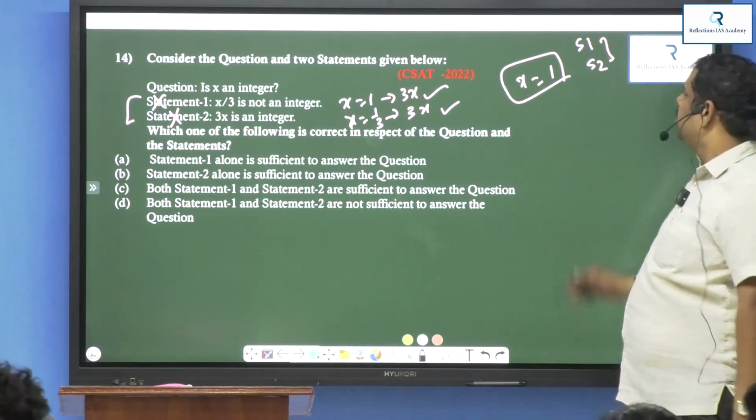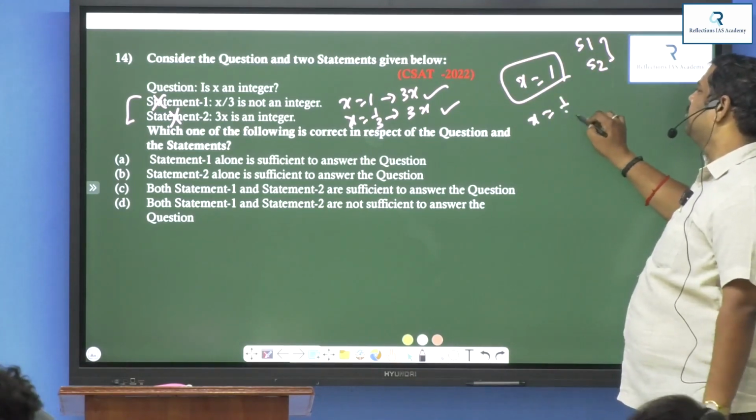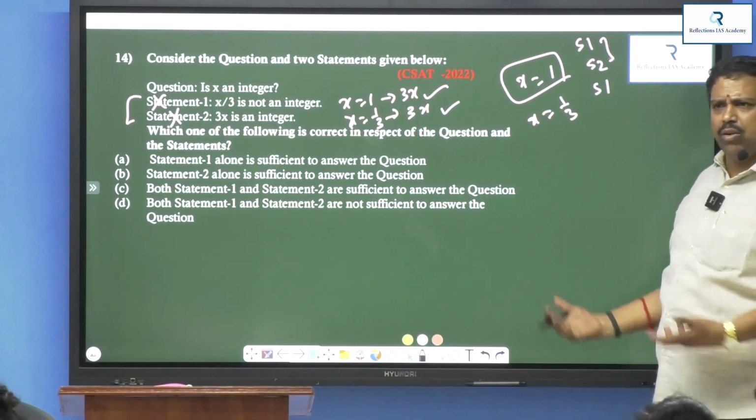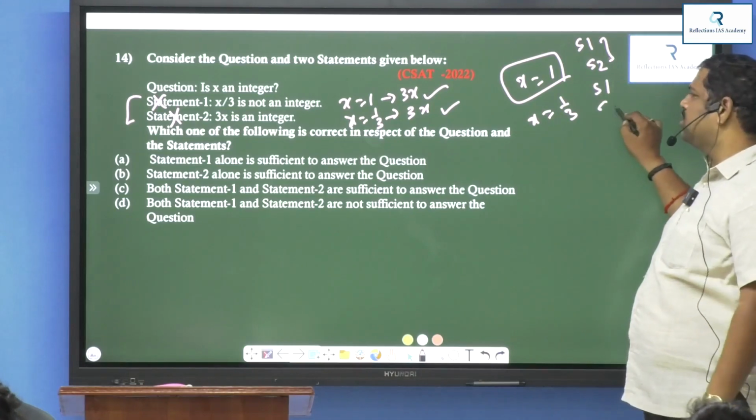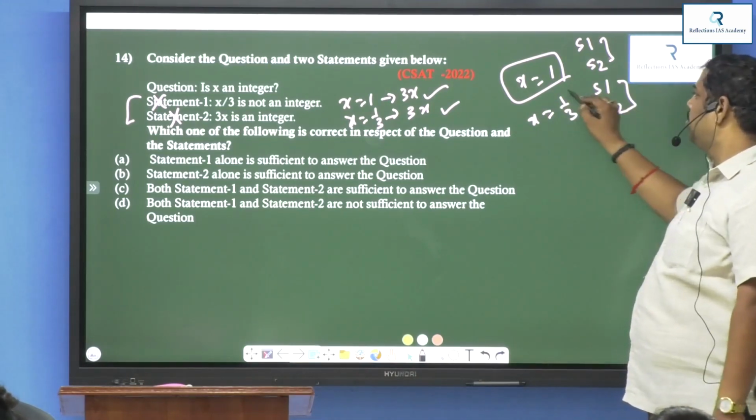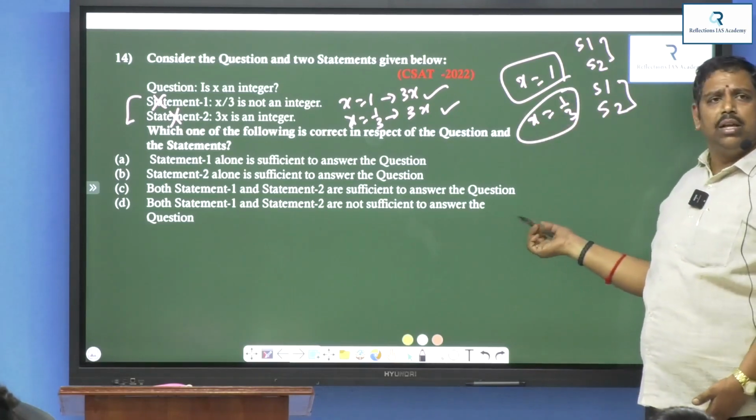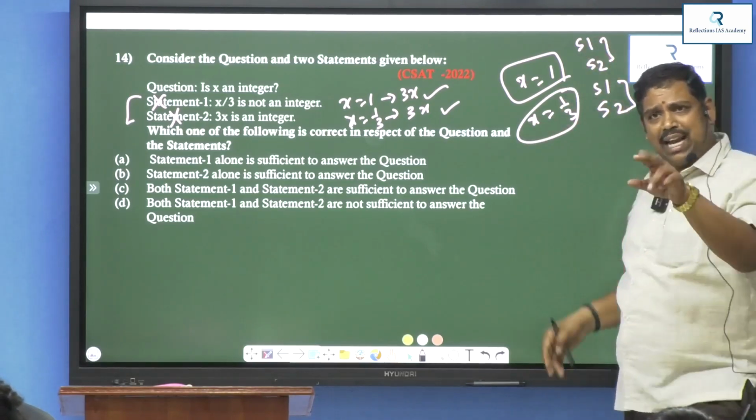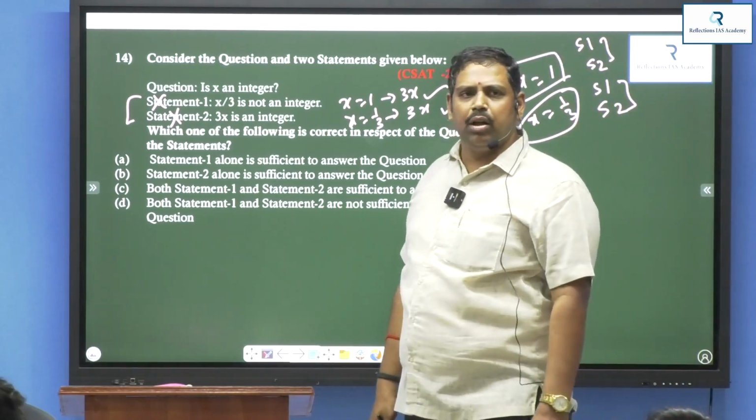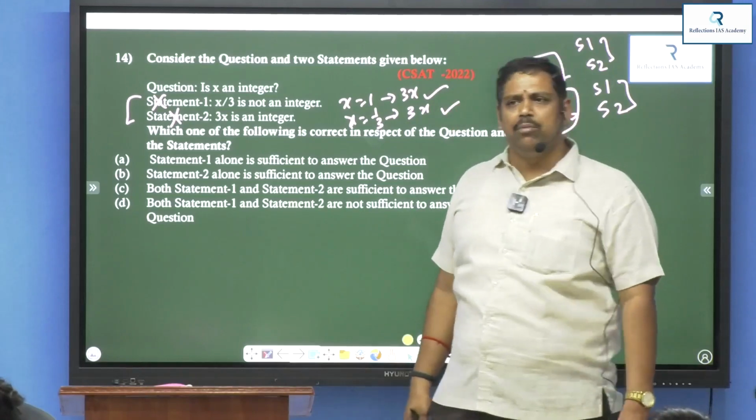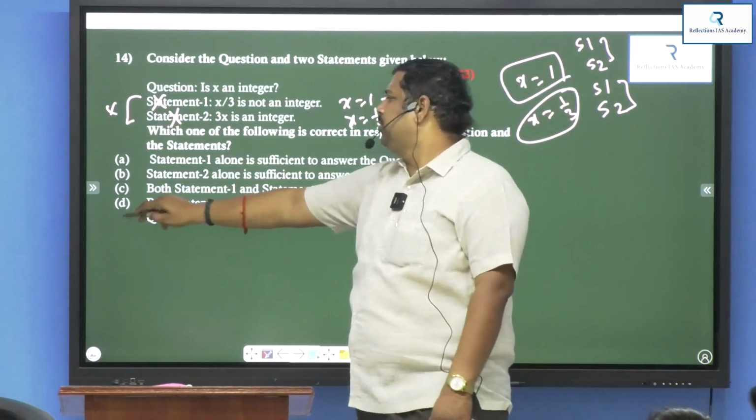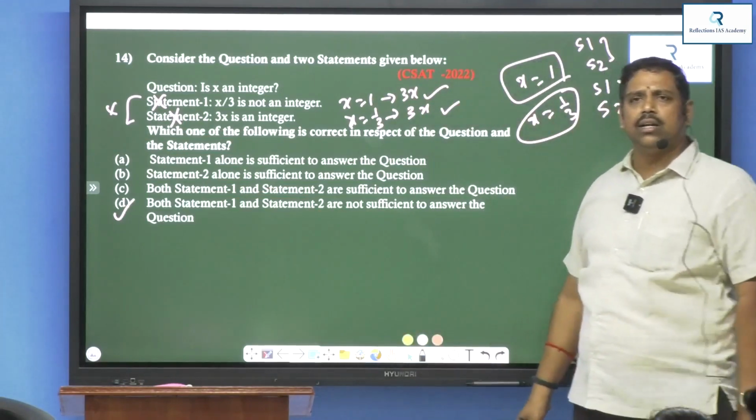Sir, X is equal to 1 by 3 I am taking. What does S1 say? X by 3 is not an integer. Yes or no? S2 says that 3x is an integer. Yes or no? It also satisfies both, sir. But X is not an integer, sir. If both are satisfied, X can be an integer, and X can also not be an integer. Now tell me, both together are able to decide or unable to decide? Both together also unable. So the answer is D. How many of you gave the answer as D?